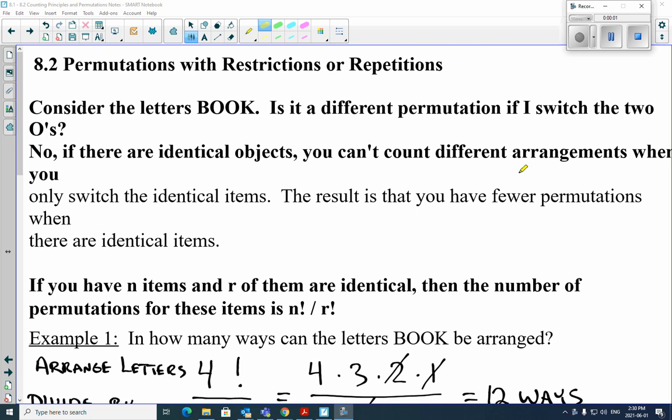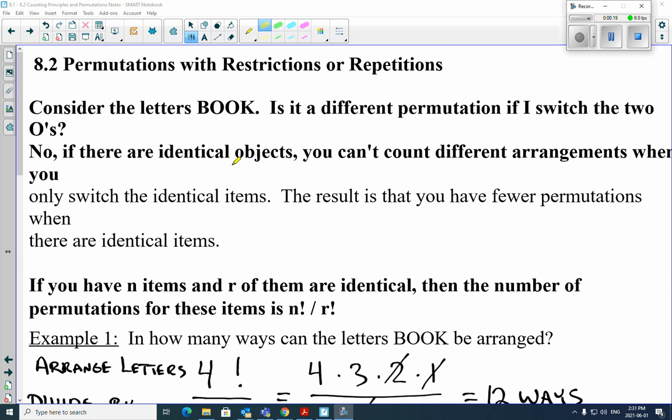Okay, so this is a continuation of 8.1. This is 8.2, permutations with restrictions or repetitions. So let's talk about the letter book, B-O-O-K. Is it a different permutation if we switch the two O's? No, right? They're identical objects. So you can't count different arrangements when you switch identical items.